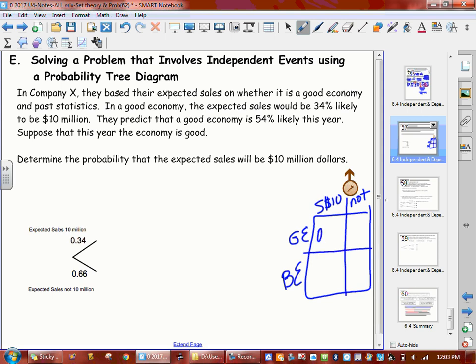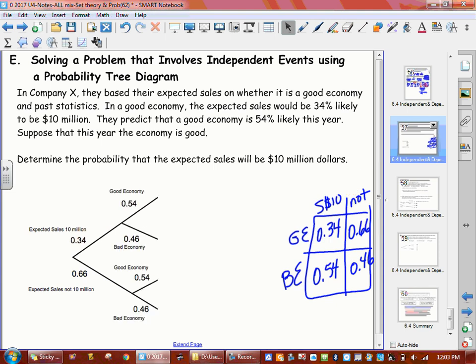So if we set it up that way, we have 0.34, and this will be 0.66, and then we'd have 0.54 and 0.46. So that's how we could set it up if we set it up that way. If not, we would set it up this way. So we set up good economy to bad economy. So we have the sales projection, which is what we've got here, our first spoke, and then we compare our good economy to bad economy.